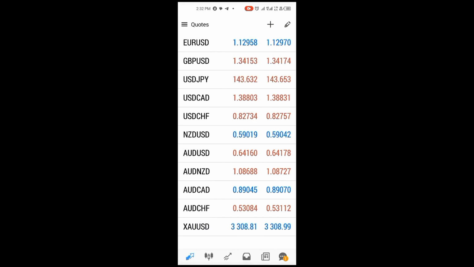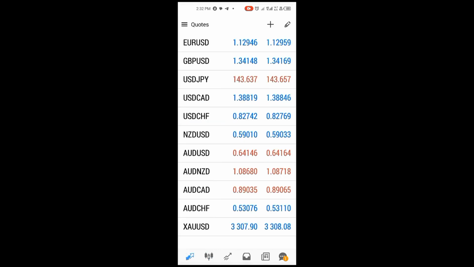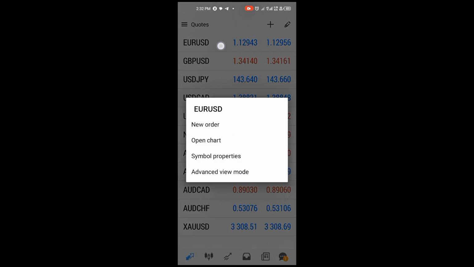So guys, to execute a trade, let me show you how you execute a trade. When you come to your MT4, what you do is you long press any currency pair you want to trade, then you click on new order.